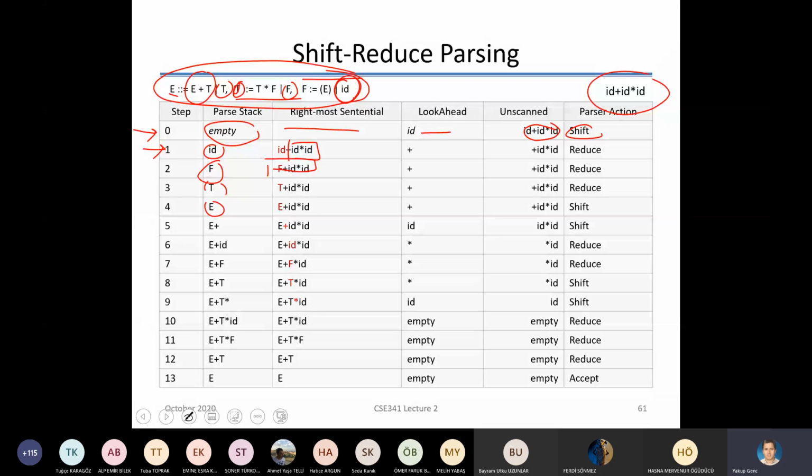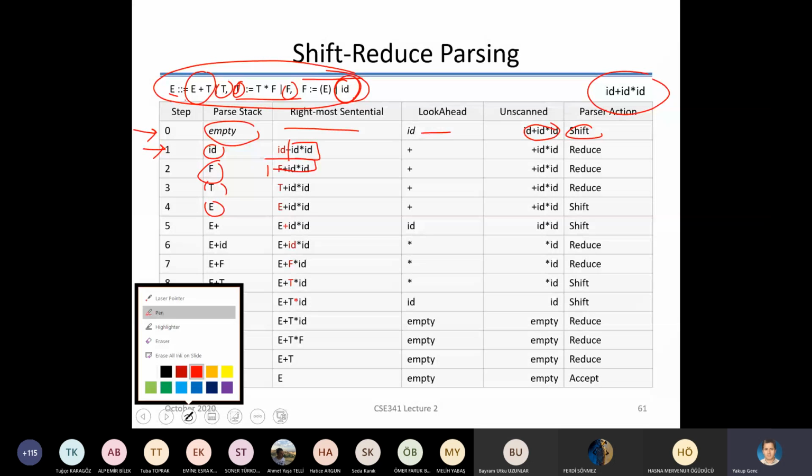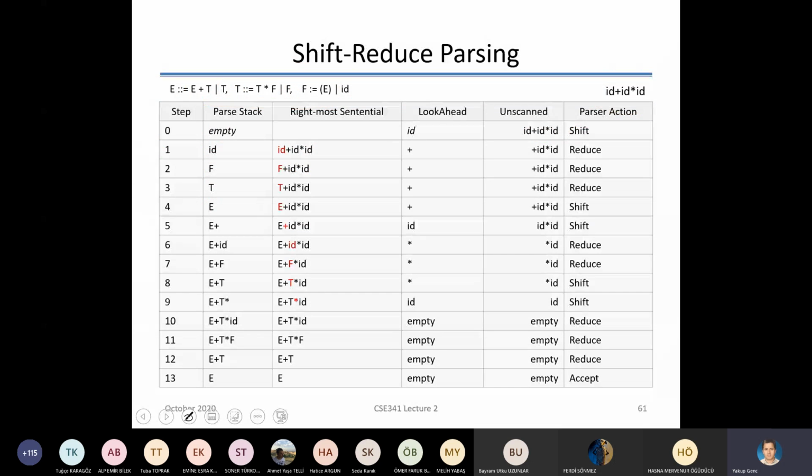Let's erase this one so that we know where we are looking at. Either E plus T should be there. No, there is no such thing. And there is no such thing. So therefore, I cannot do any reduce. What I will do is I will do a shift.